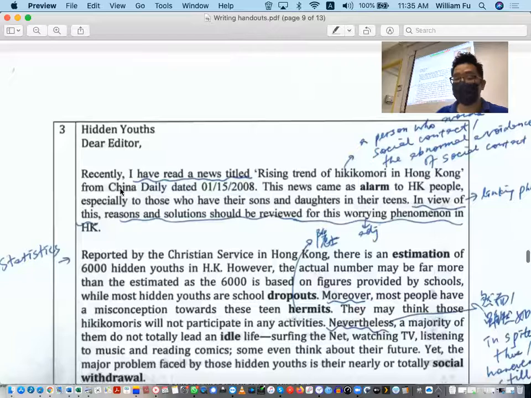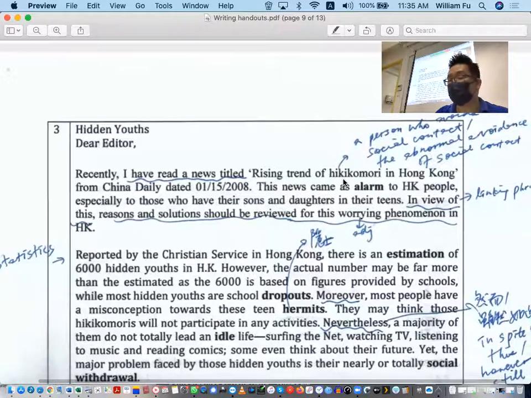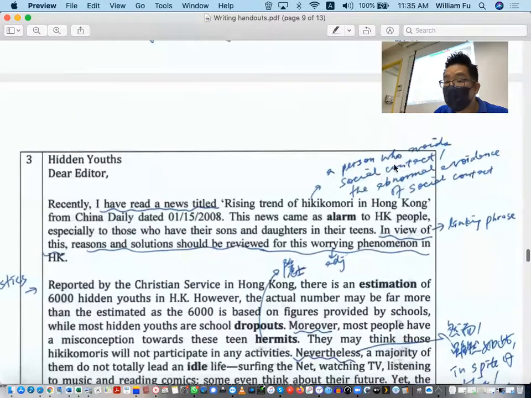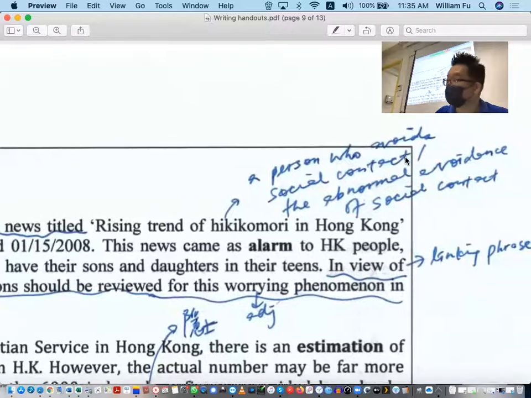Now, dear editor, recently I have read a news title. Okay, that is wrong grammar: a piece of news, because news is uncountable. The title: Rising Trend of Hikikomori. You can look it up in a dictionary. This is Japanese, because which country has the most hidden youths? Hikikomori means a person. You Google it later. I'm sure you can find a lot of videos on this.